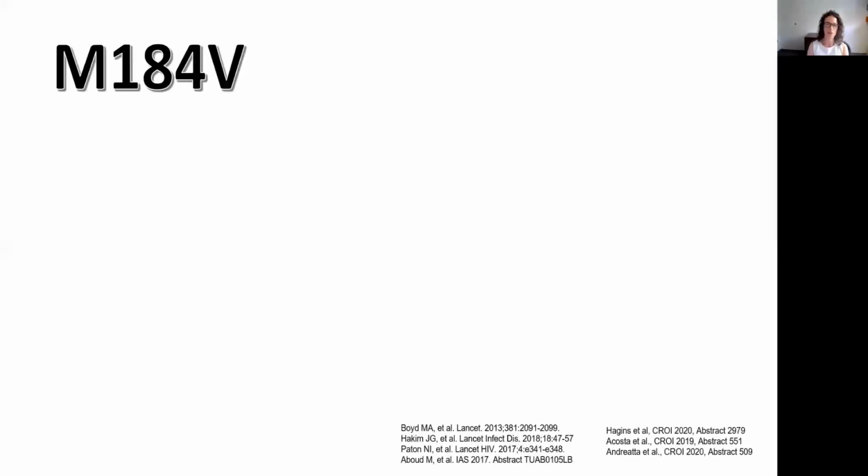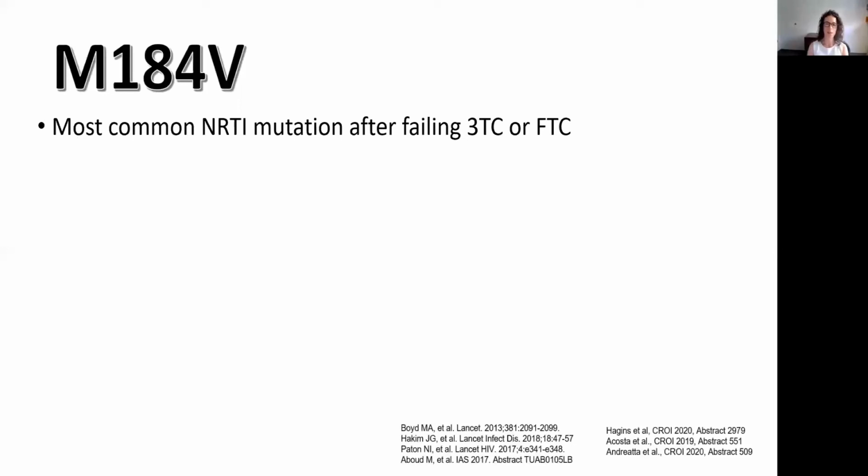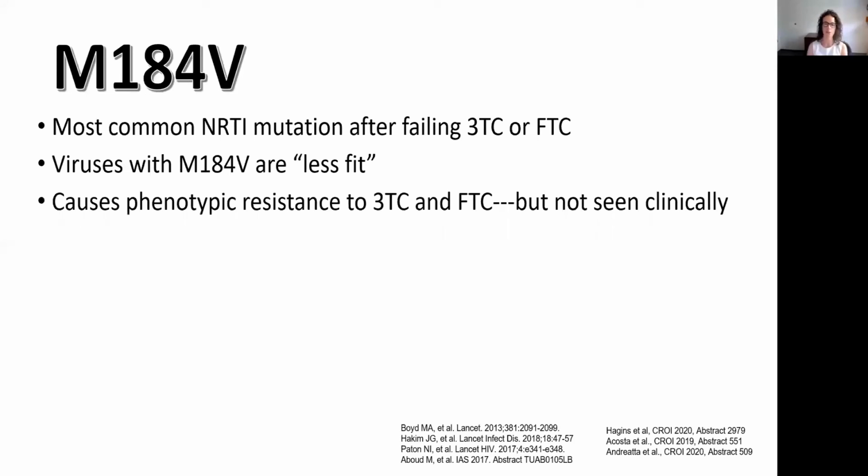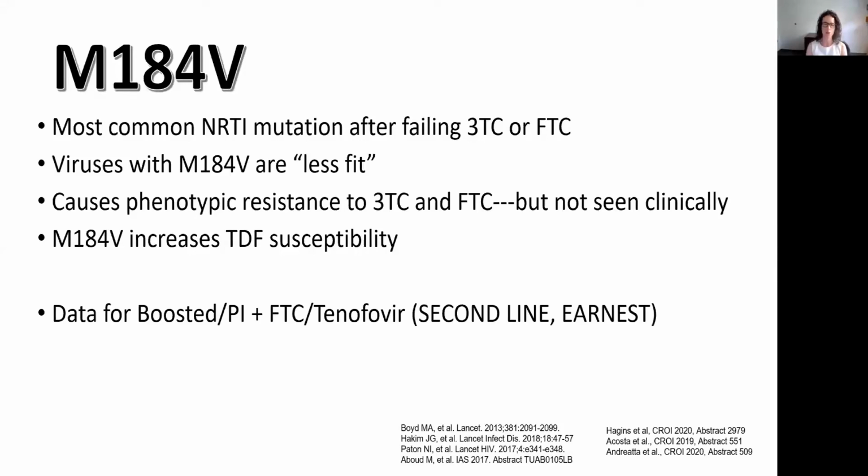So as many of you know, M184V is the most common NRTI mutation that occurs after failing 3TC or emtricitabine. And viruses with M184V are, curiously, actually less fit, even though this confers resistance to lamivudine and emtricitabine. Those drugs actually still work and decrease viral replication, and even the mutation itself makes the virus less fit. So it causes this phenotypic resistance, but patients actually still have a decrease in their viral loads when continued on 3TC and FTC. The other curious part about M184V is that it increases tenofovir susceptibility, and that's both for TDF and for TAF. So then, how do we deal with M184V?